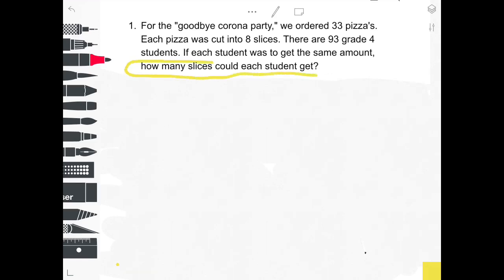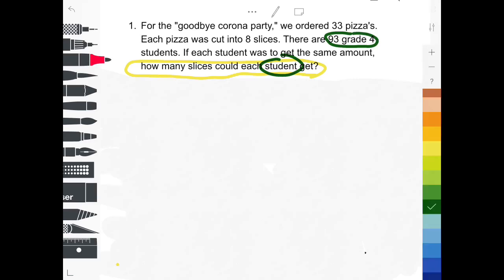So we first look at what we're trying to find. How many slices could each student get? Well, let's see if we have all the information. First, we'll look for students. Do we have all the information for students? Well, there's 93 grade 4 students. So I have all the information for students. So I know that we're going to use 93 students.